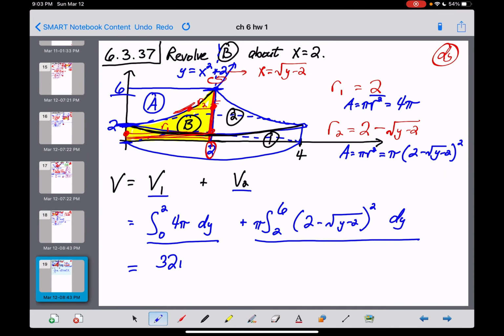So 32 pi over 3 cubic units, and there we go, guys. That's our answer to this circus big top problem here in number 37.